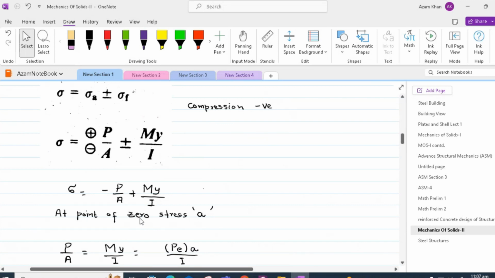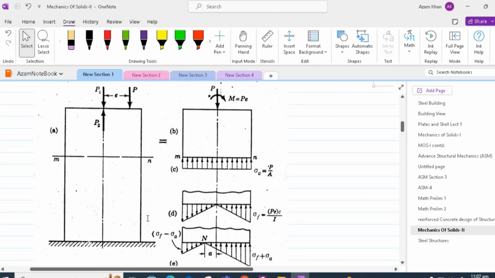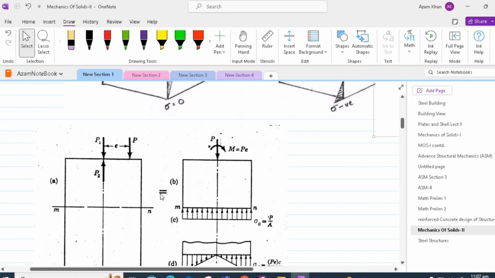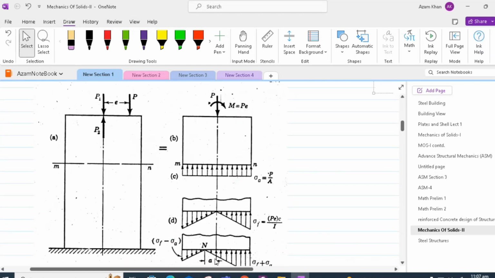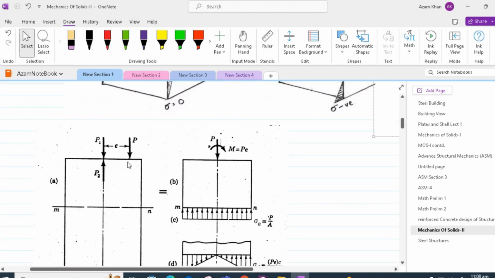At the point of zero stress, a, we have sigma equal to 0, and that will make P by A equal to My over I. Plugging the value of M, which is Pe, and y, which is a, we will get a equal to I over capital A times e, where I is the moment of inertia, A is the cross-sectional area, and e is the eccentricity of the loading.